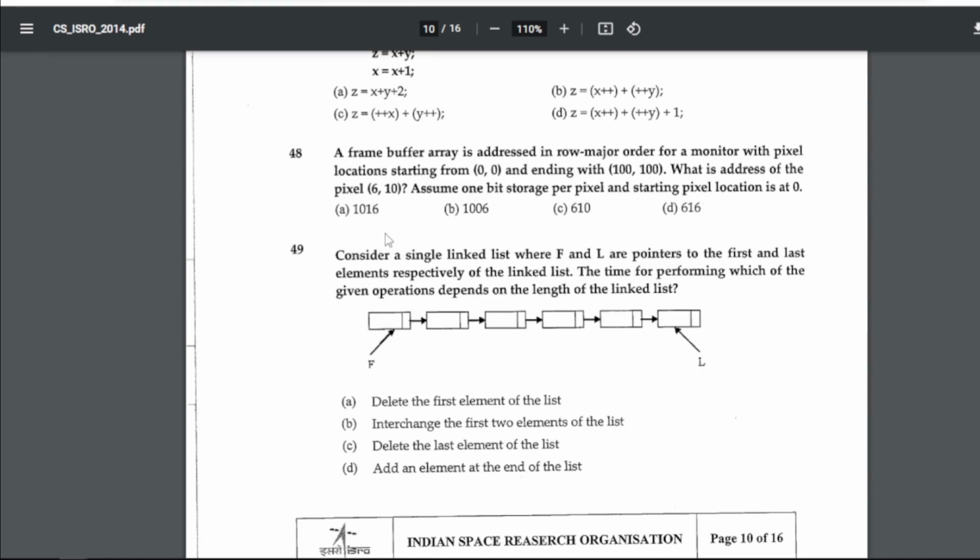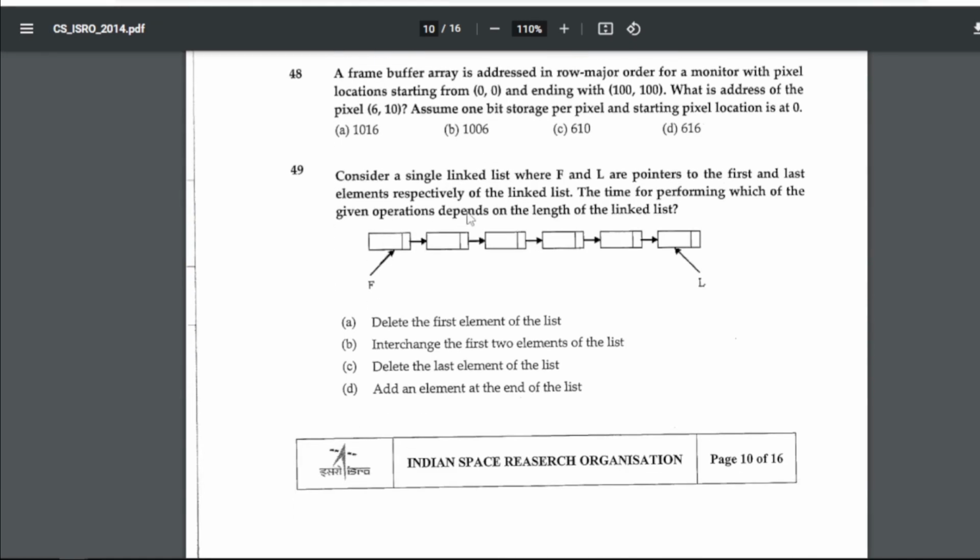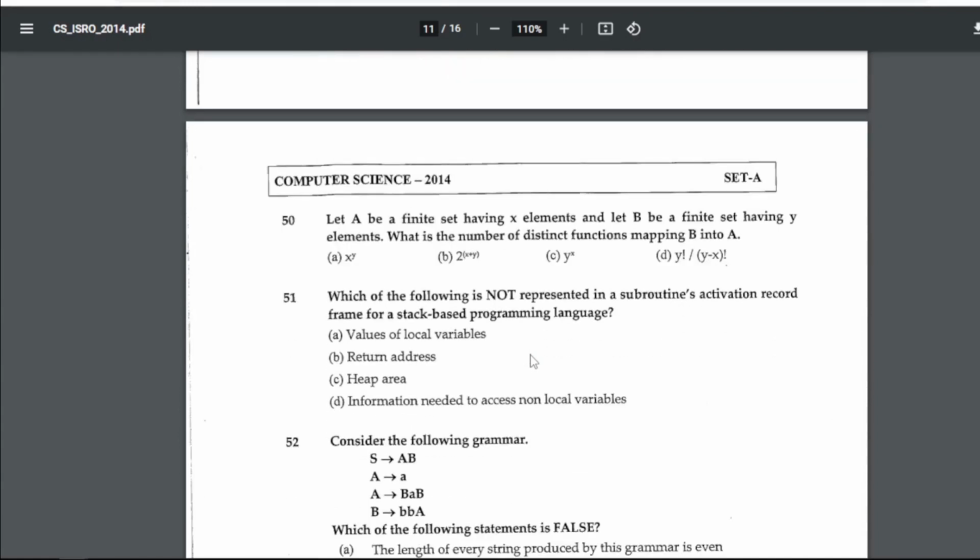49 is: consider a singly linked list where F and L are pointers to the first and last element respectively of the linked list. The time for performing which of the given operations depends on the length of the linked list? So here for 49 our answer will be C, that is delete the last element of the list, right? So C will be the answer.